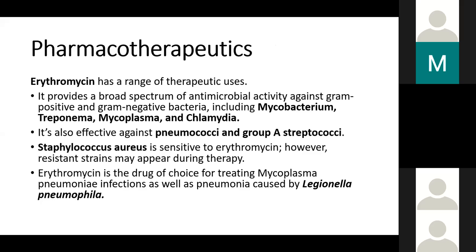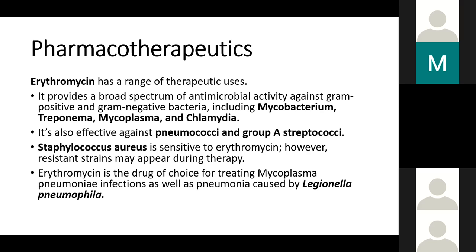So there are lots of therapeutic uses of erythromycin. It mostly has a broad spectrum of activity, gram-positive, gram-negative bacteria. So you find a wide range of microorganisms: mycobacteria, that is tuberculosis, treponema in syphilis, mycoplasma and chlamydia, which can cause pneumonias and can also cause non-gonococcal urethritis. Staph aureus is also sensitive to erythromycin.